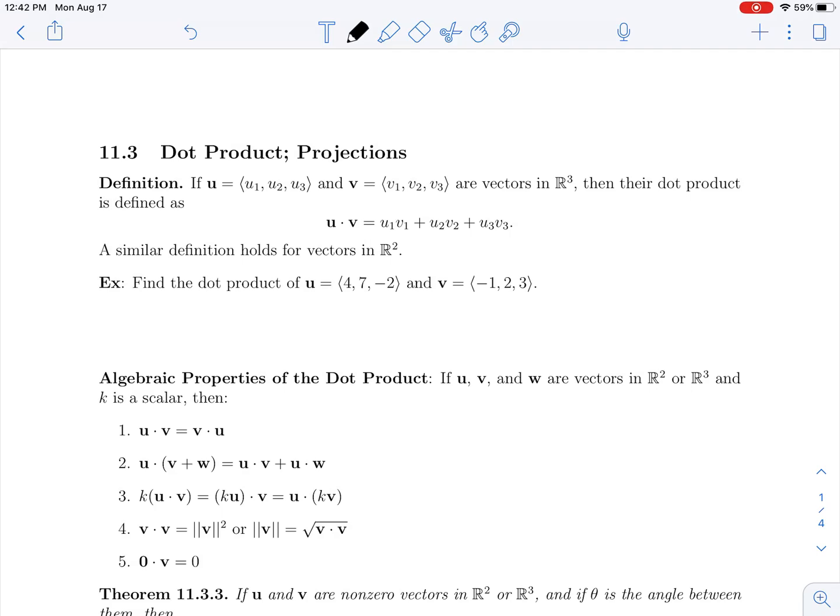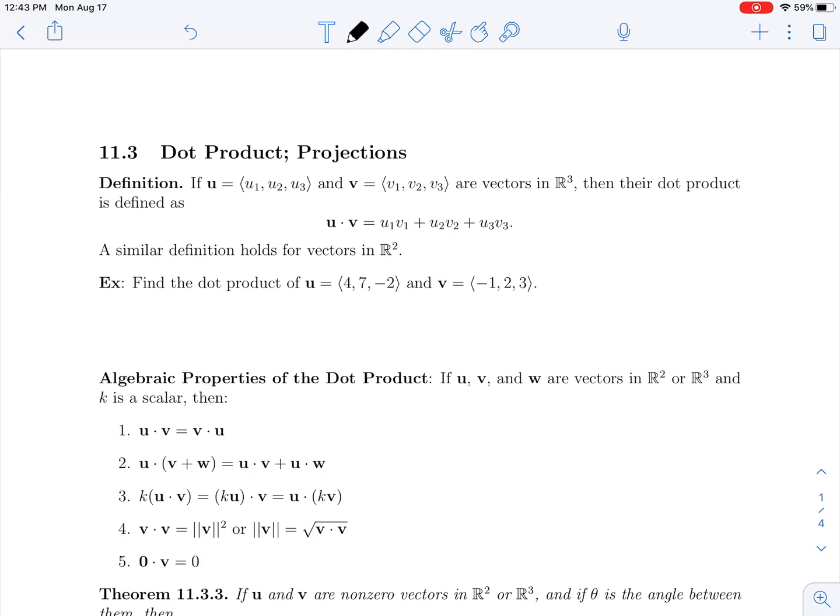And in this section 11.3 as well as 11.4, we will be introduced to two different forms of multiplication between vectors. In 11.3, we're going to focus on the dot product and probably its most common application, which is projections of vectors. So let's go ahead and get started. First, what we're going to do is define the dot product.